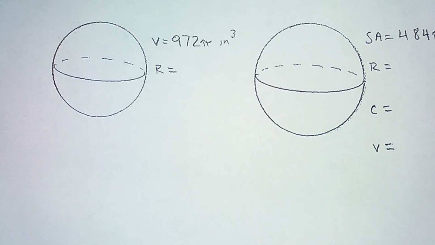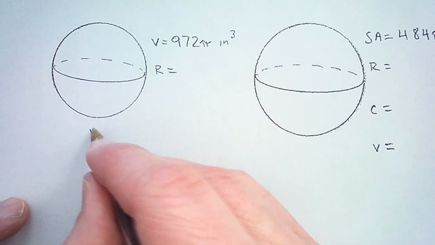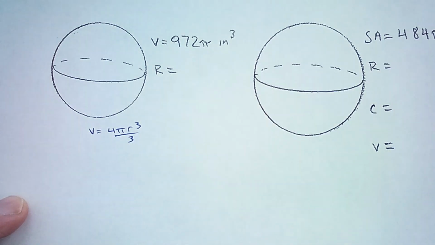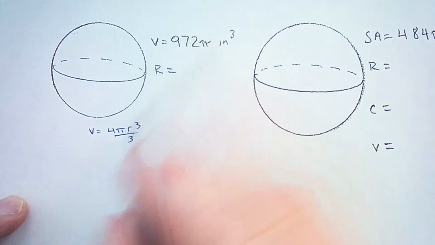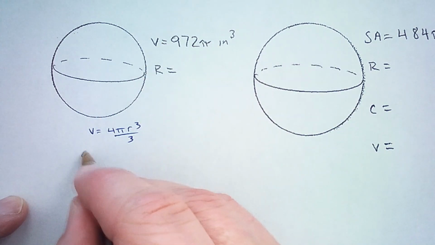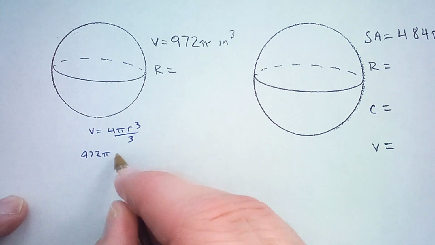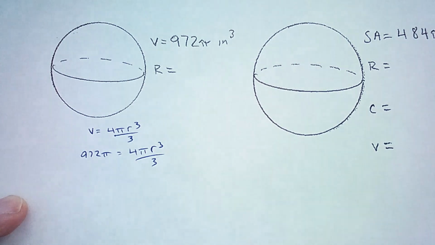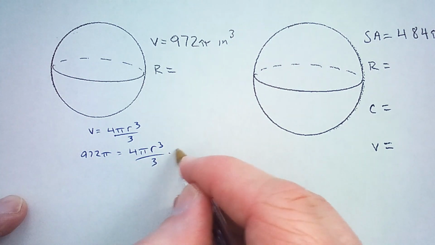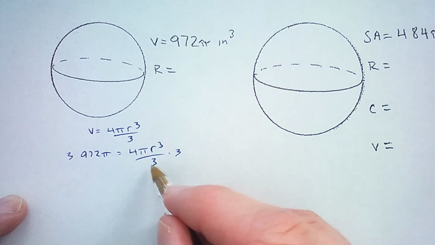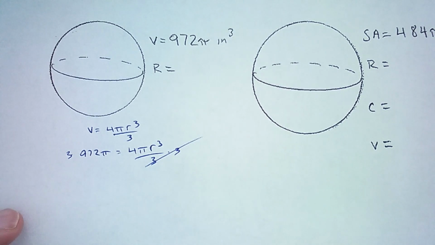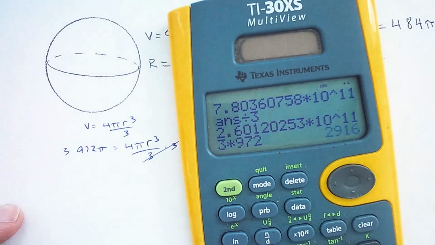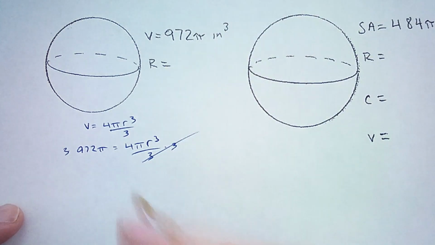Next up, we are given a volume and we want the radius. Now remember, volume is 4 pi r cubed over 3. And I can take this 972 pi and put that in for volume. 972 pi equals 4 pi r cubed over 3. So I will multiply both sides by 3 to cancel this out. So I've got 3 times 972, so that's 2,916.